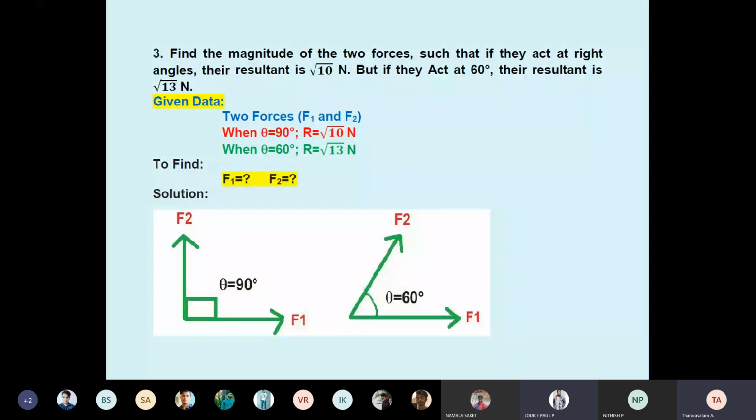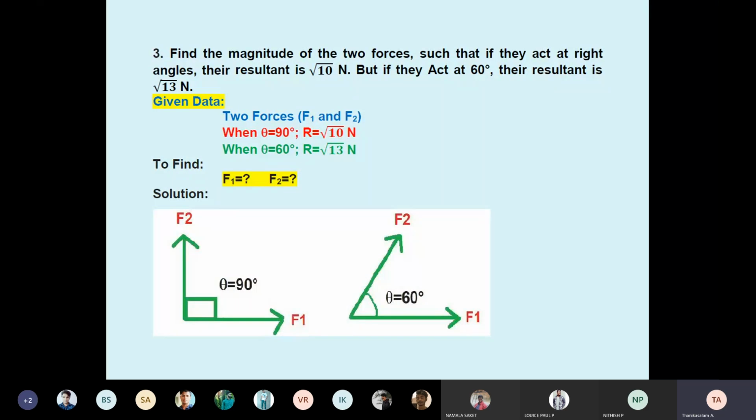Find the magnitude of two forces such that if they act at right angles, the resultant is root over 10 Newton. But if they act at 60 degrees, the resultant is root over 13 Newton. See, it is simply a statement given, but you people are getting fear. How can we solve? See, two forces.